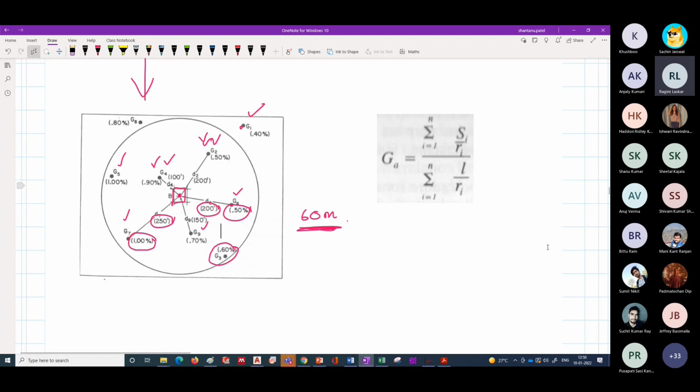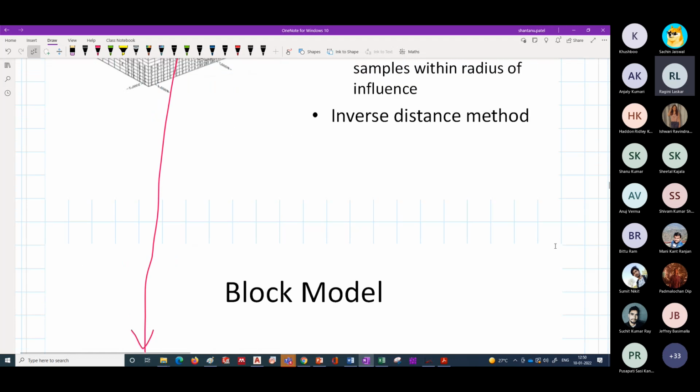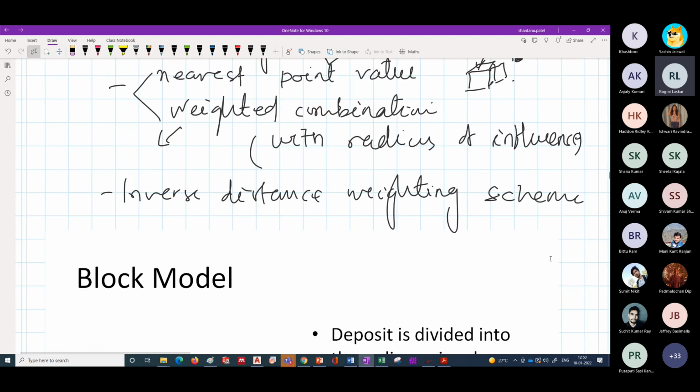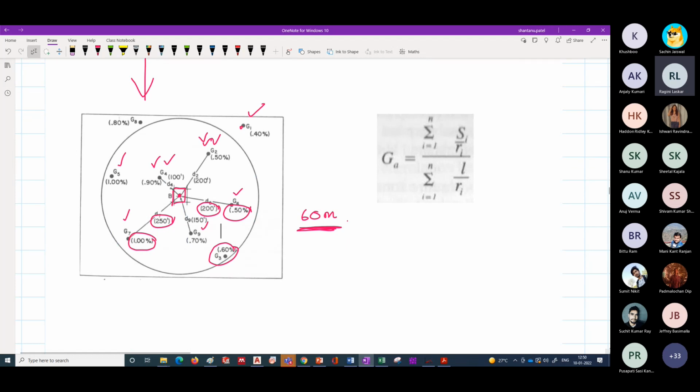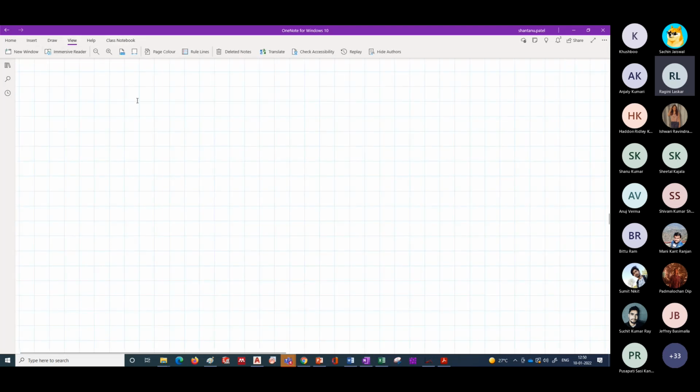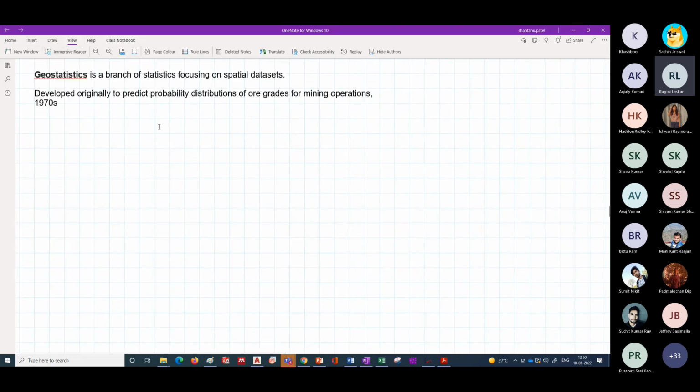Yes, sir. Then I said that we have something called the inverse distance weighting scheme. So this is given by this equation. In here, let's say you want to calculate, let me zoom it out a little bit.